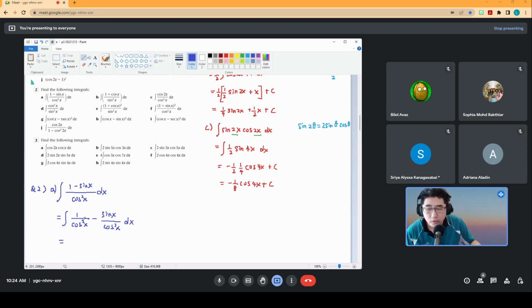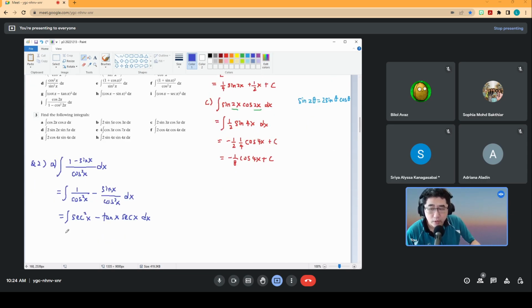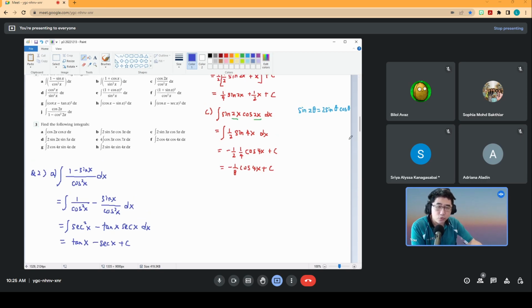1 over cos square, according to trigo, is secant square. For my second term, I have sine over cos square. A pair of sine and cos give me tangent, and the 1 over cos give me secant. That actually allowed me to use the formula immediately. This one goes to tangent, this one goes to secant plus C. As you can see, it's just familiarity to the formula. It's actually just to get used to it.